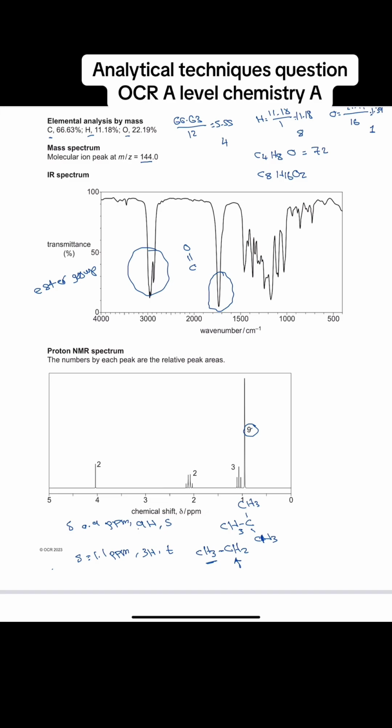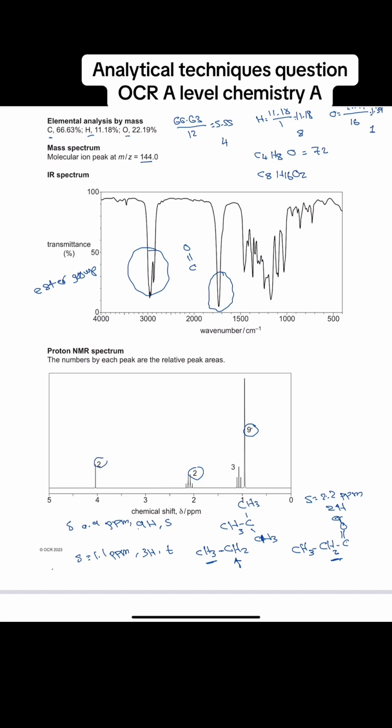And then we have the signal at delta 2.2 parts per million. It's 2 protons, and it's a quartet. This is usually the 2.2 region, the hydrogen which is next to a carbonyl group. We have 2 protons here, so it's a CH2 next to a carbonyl group, and there are 3 adjacent hydrogens as well. Because it's a quartet, there are 3 adjacent hydrogens. So this is a CH2 next to a CH3 and next to a carbonyl group.